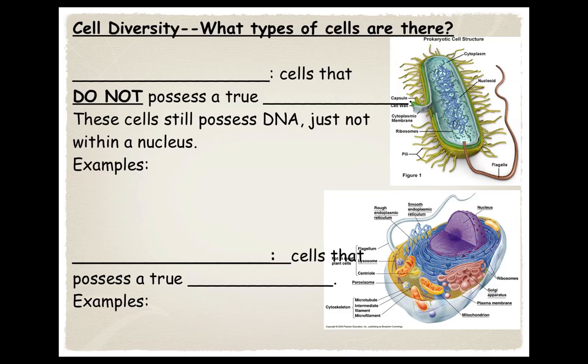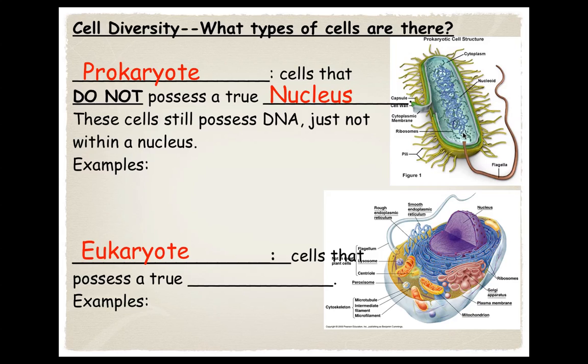Okay, what are the 2 types of cells? Prokaryote. Pro means before. These are cells that do not possess a true nucleus. They came before a nucleus. A nucleus is simply just kind of where the DNA hangs out. It would be down here on this cell. They still have DNA, which is all this stringy stuff. They just don't have a nucleus.